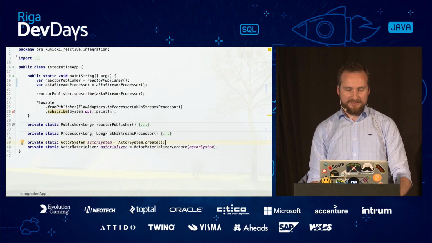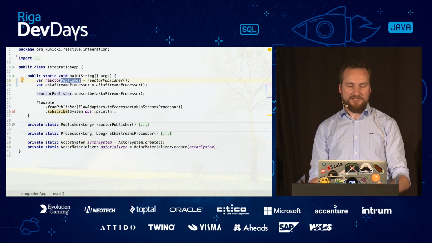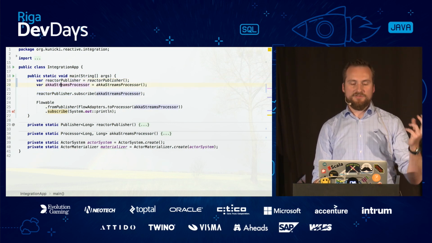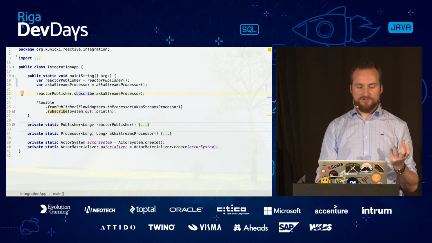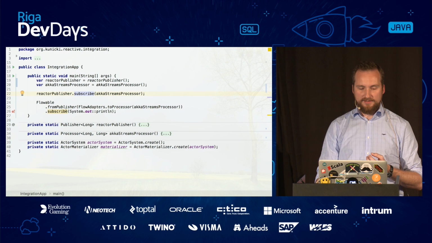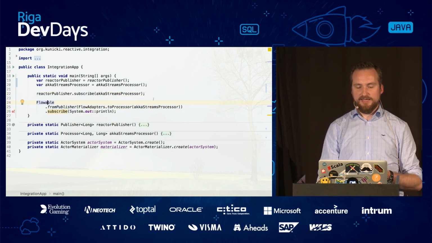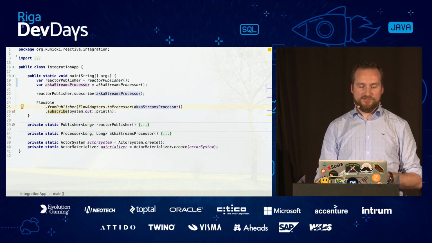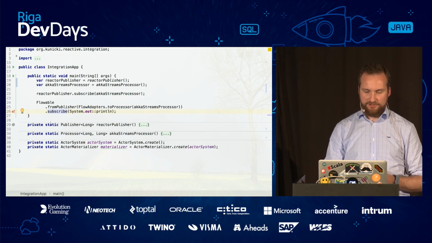So what we have here. Let's start from the building blocks and how they are connected. As I said, we have a publisher coming from Reactor. Then we have a processor which comes from Akka streams. We connect those two using subscribe. And then we take the Flowable, which comes from RxJava, and we take data from the processor and consume it with subscribe by just printing it to the standard output.